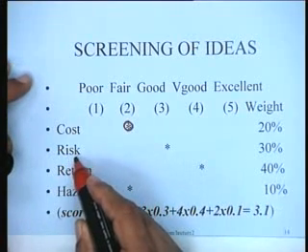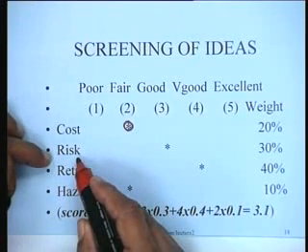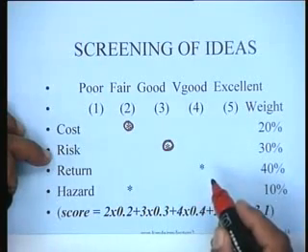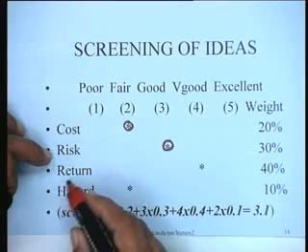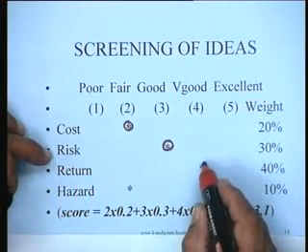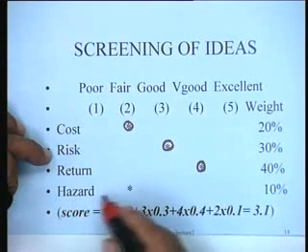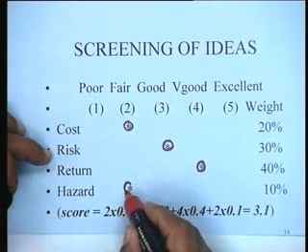Similarly, as far as this idea is concerned, as far as riskiness is concerned, it's not very poor, it's quite good. So we put a mark there. On the return aspect, we find that it is very good. So we put a mark there. And on the hazard aspect, we find that it is fair. So it's like this.